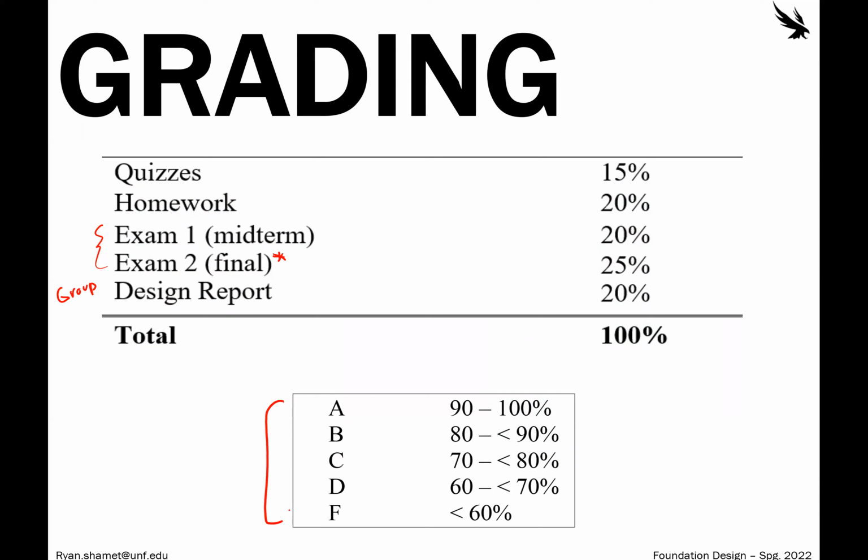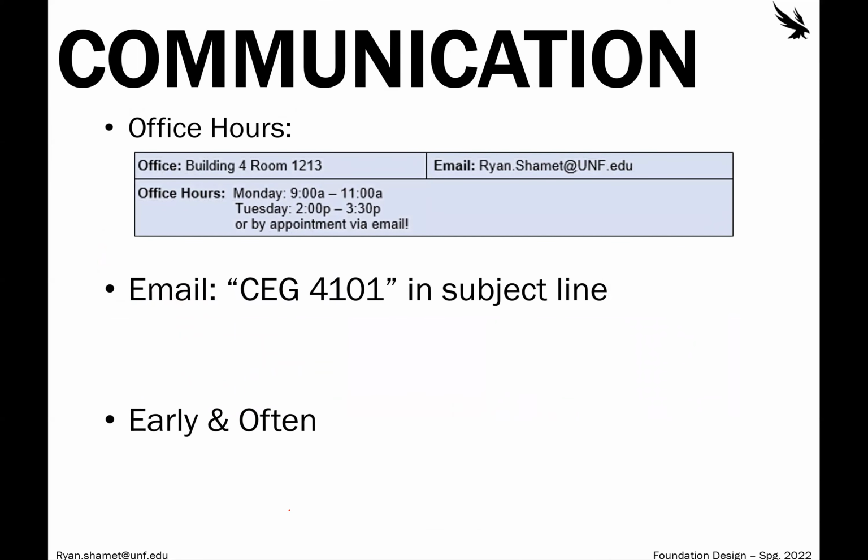I generally don't curve at all, but I want to keep it fair with the course averages and everything like that. So for communication with me, office hours and email will be the best bet. You can see my email here. If you haven't been to my office, it's in building 4, first floor, 1213. These are my set office hours. If these don't work for you, then just shoot me an email and I'd be happy to meet in person or over Zoom at your convenience. I'm pretty open. I generally have an open door policy whenever I'm on campus. If the door's open, feel free to knock and come on in.